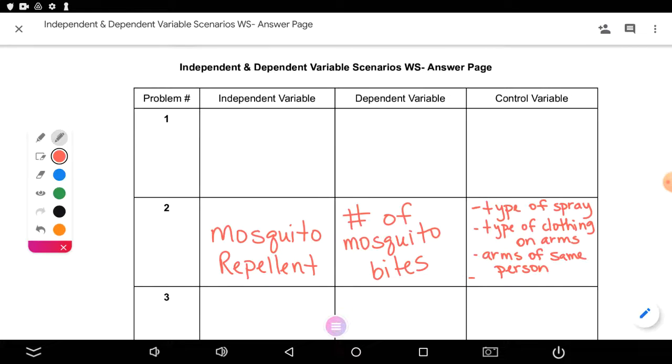We'll just say times we applied spray. Okay, but let's put a big star by the one that it's the same person. That's the most important one. That you are testing two arms that belong to the same person. So if we have a one-armed helper, you might have to use their legs.